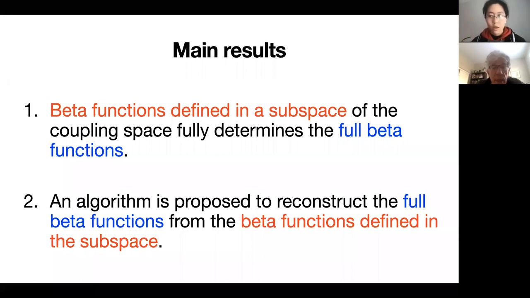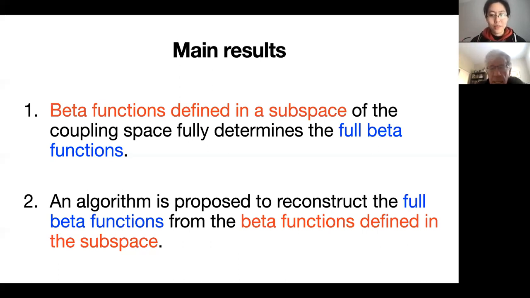Yeah, excuse me, yeah. So in the first point, you have an example of free theory. Yes. And using that example, can you describe your first result? The beta function defines a subspace of coupling constant, fully determined full beta function. So what is the subspace for the free theory? Subspace. So I will. Free theory, yeah. So actually, I will explain those terminologies in the next slide.